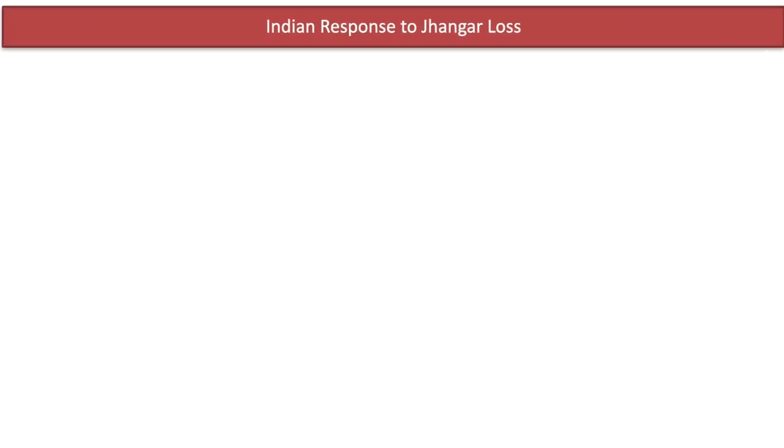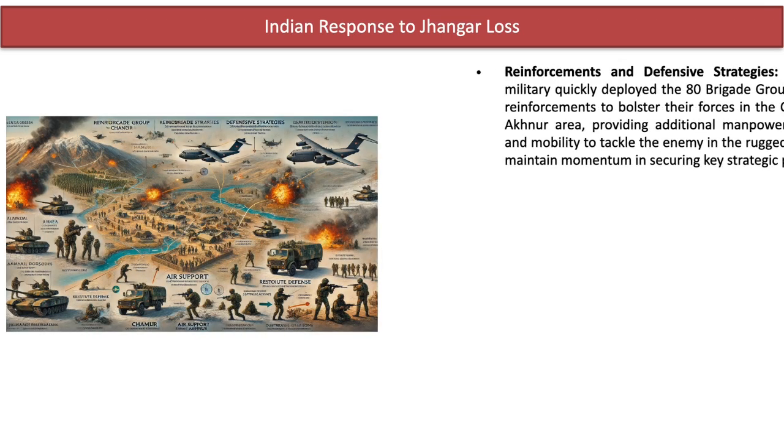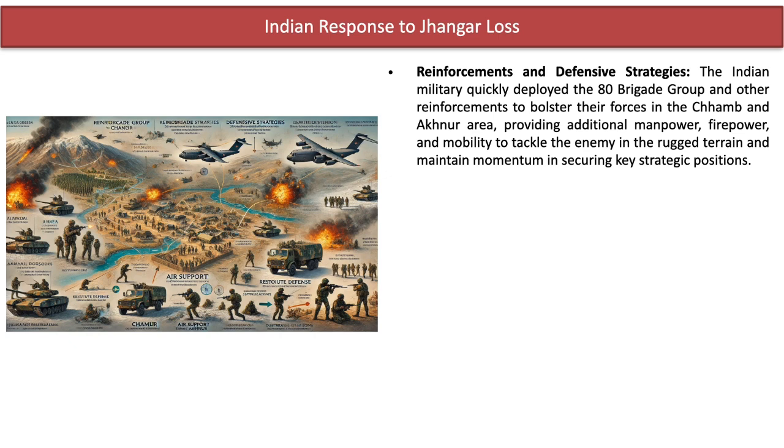Moving ahead, let's talk about the Indian response to the loss of Jhangar. A tough setback, no doubt, but one that didn't break the spirit of our forces. The moment Jhangar fell, the Indian Army knew that they had to act fast. And act fast they did. They deployed the 80 Brigade Group and other reinforcements to the Chamb and Akhnur area. This was not just about sending in more troops, it was about bringing in a well equipped, battle hardened unit ready to face the enemy head on.